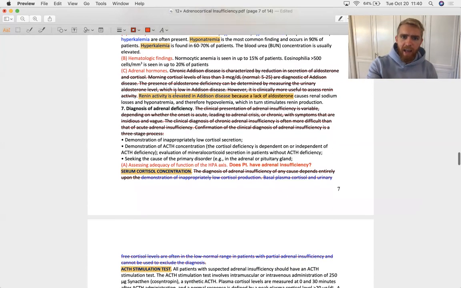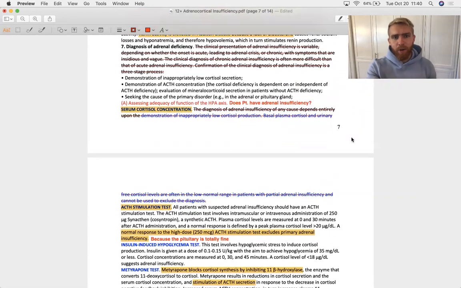Renin activity is elevated in Addison disease because of a lack of aldosterone, causing hyponatremia, therefore hypovolemia. Remember, macula densa cells down in the kidney are going to talk to the JGA, and they're going to get renin pumped out, all depending upon blood osmolarity. And so if you're not reabsorbing sodium, that osmolarity is going to go down.